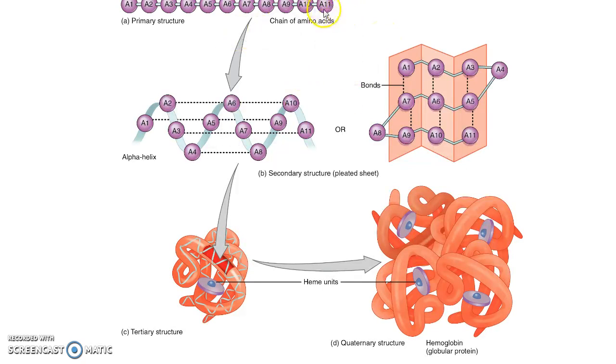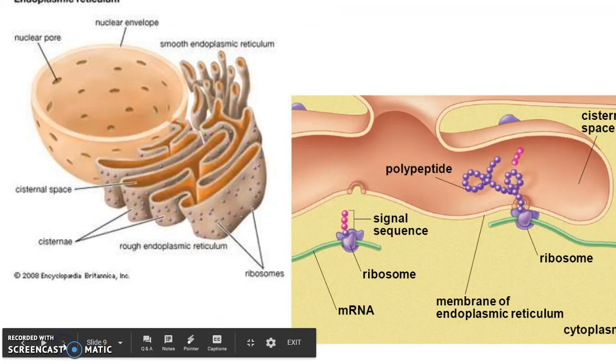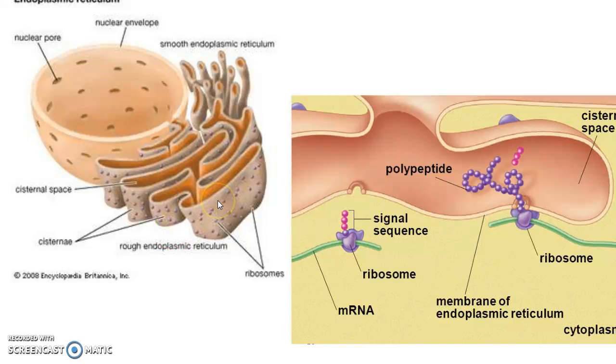Once we have this polypeptide chain made, it's going to go through a process of folding to get our final protein. And this occurs in our endoplasmic reticulum. Inside that endoplasmic reticulum, there are these spaces, and that's where the folding occurs. The polypeptides are made in the ribosomes that are on the endoplasmic reticulum. You can see the ribosomes there. They go into the space, and that's when the folding occurs. So that's how we go from DNA to protein.